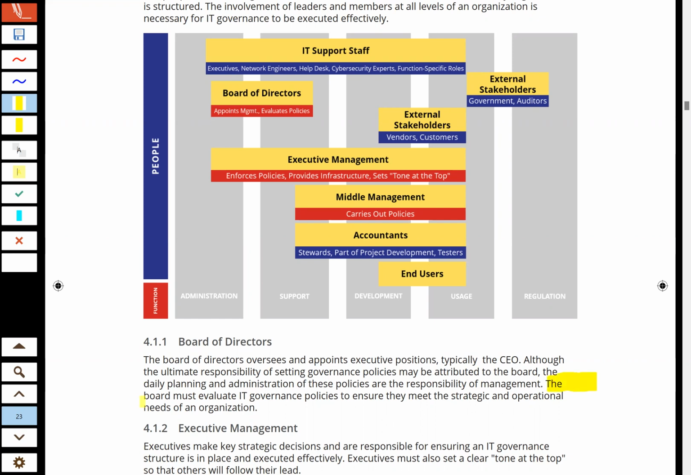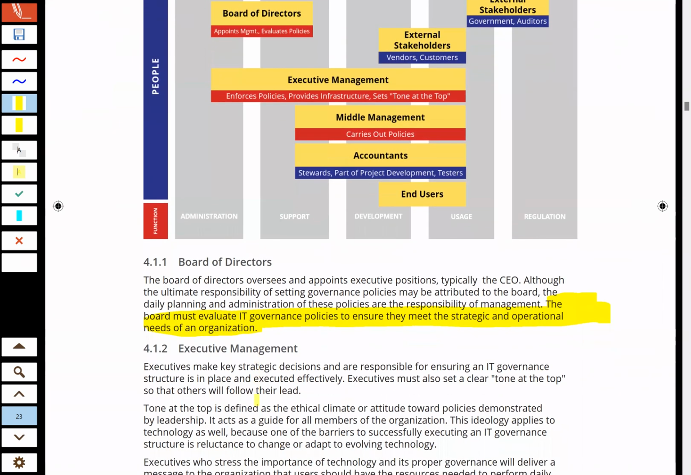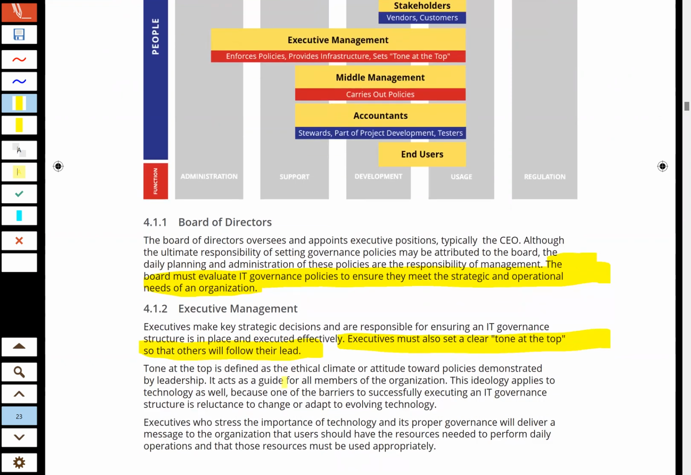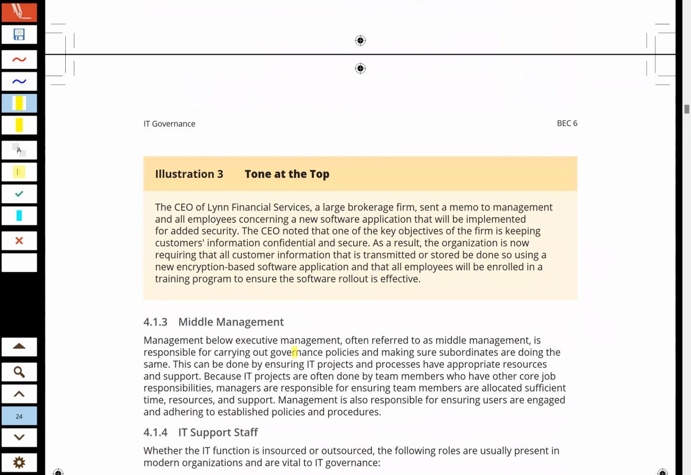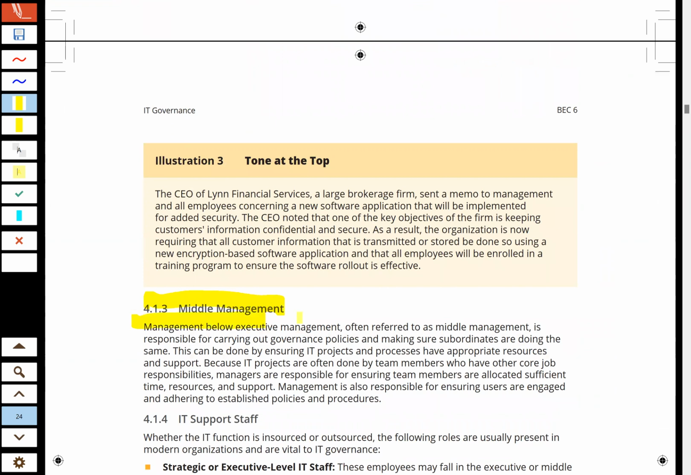But anyway, the board must evaluate IT governance policies to ensure they meet the strategic and operational needs of the organization. And we've already talked about that we have also management, and management is responsible, of course, for a tone at the top, as is to a large extent the board of directors for that tone at the top, but the board of directors is at a higher level. Of course, they're going to be hiring the management. And then we have the middle management, and they are more responsible, obviously, for the day-to-day carrying out of policies and making sure subordinates are doing the same.